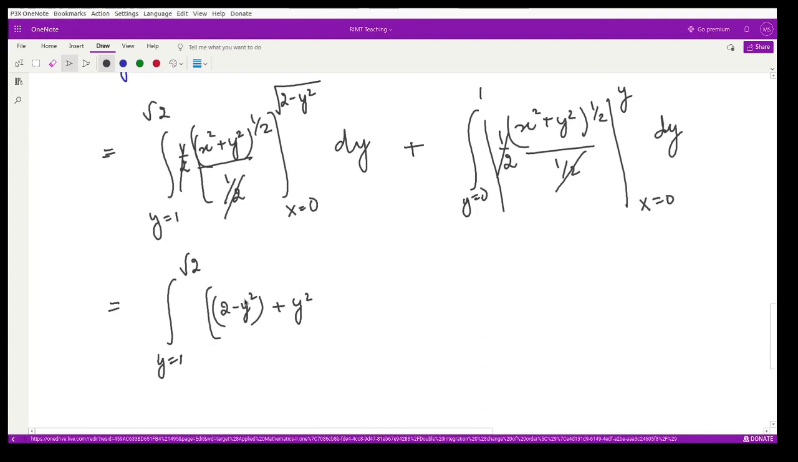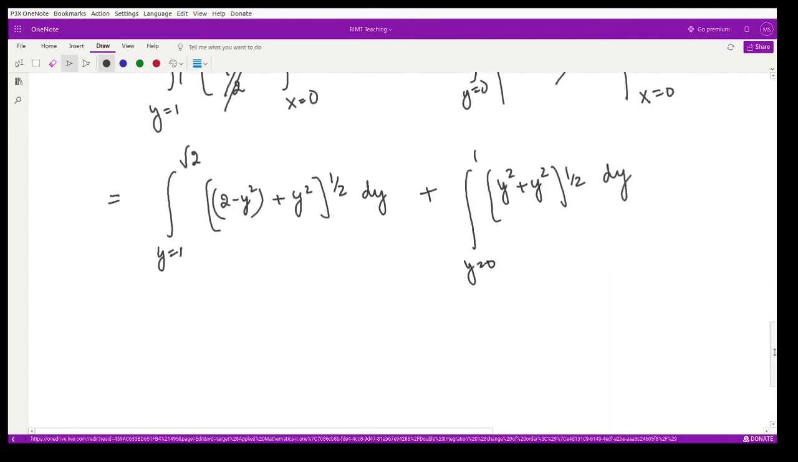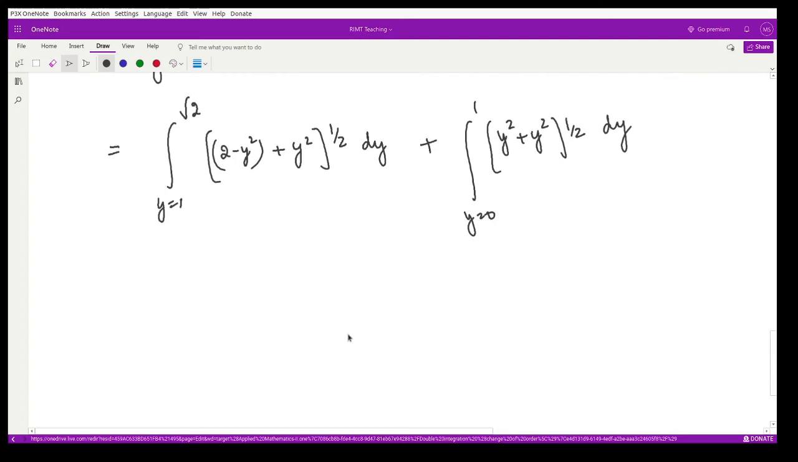So here we obtain 2 minus y square plus y square raised to power 1 by 2 into dy, and here we obtain x, not x square, but y square plus y square raised to power 1 by 2, and the limits of integration from 0 to 1 dy. So what do you obtain finally when you take the integration? So finally the answer is equal to 1 minus 1 by square root 2. Is it the same as you obtain?